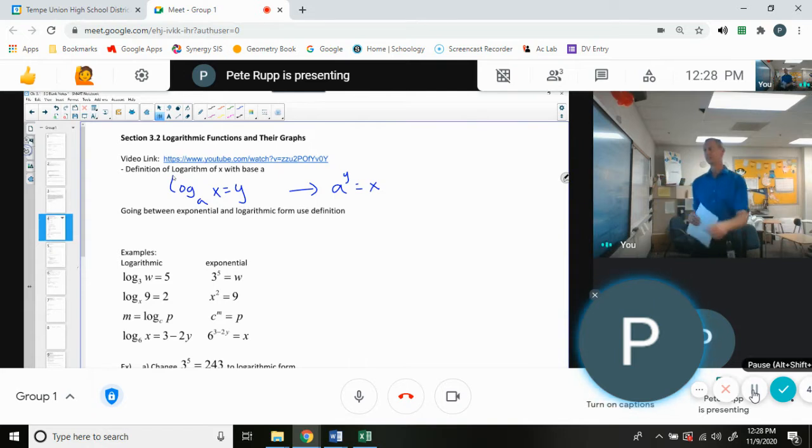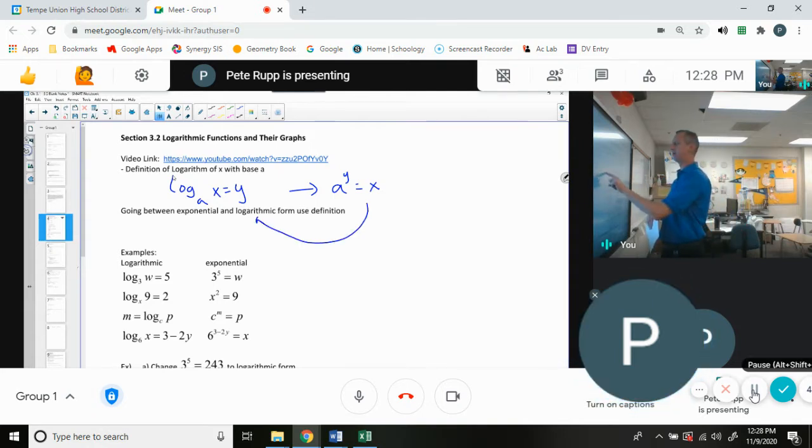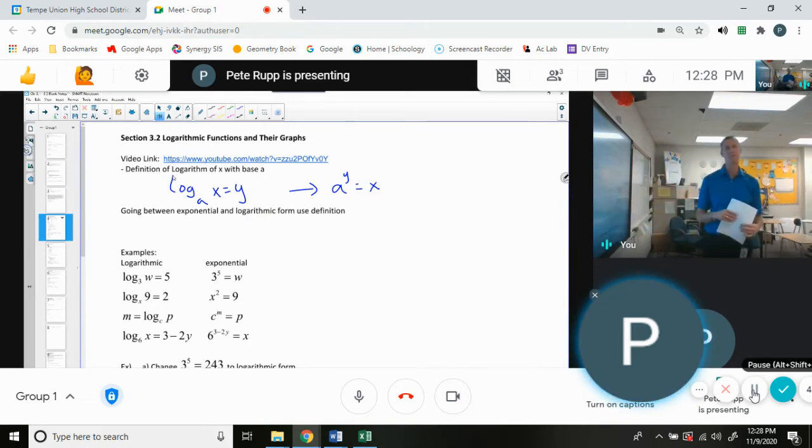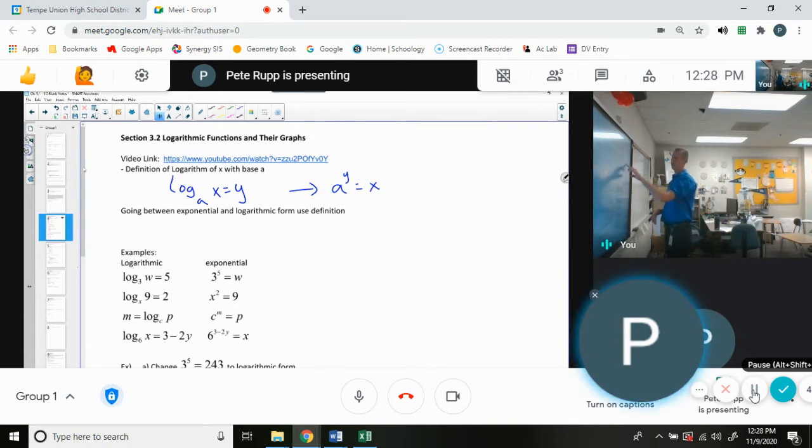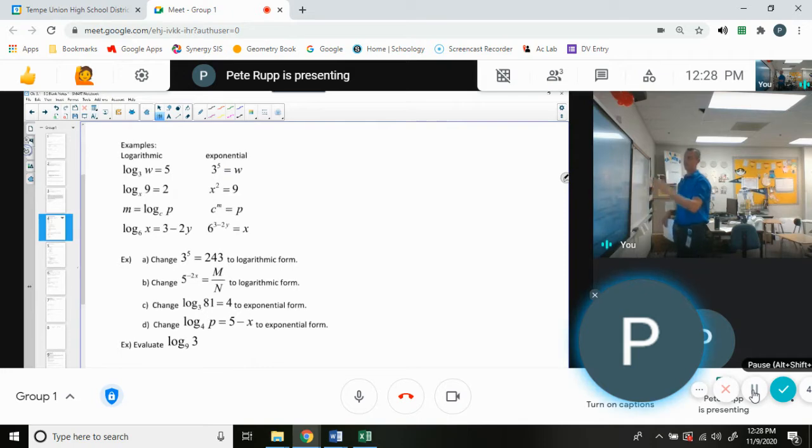So this exponential can be written as this log, and this log can be written as this exponential, and they are equivalent expressions. That helps us solve different log problems or different exponential problems, depending on which way we're going. Let's see just a few examples here. In my opinion, it's much easier to go from logarithmic to exponential than the other way around. But just a couple quick examples here.